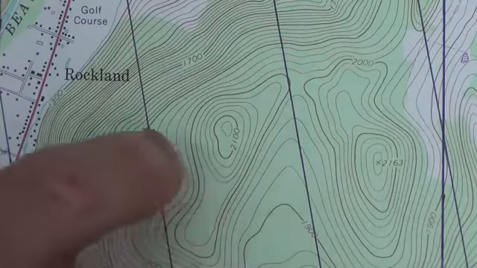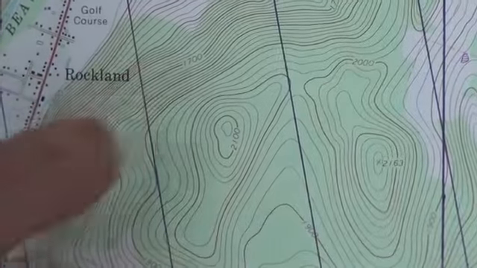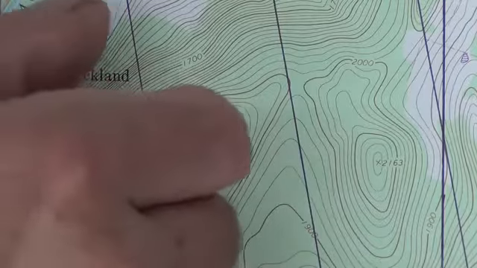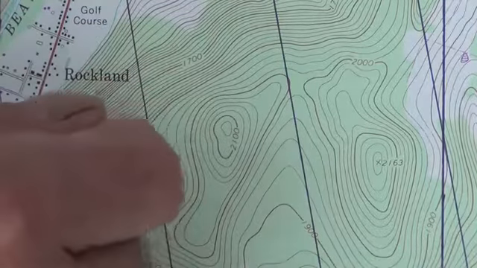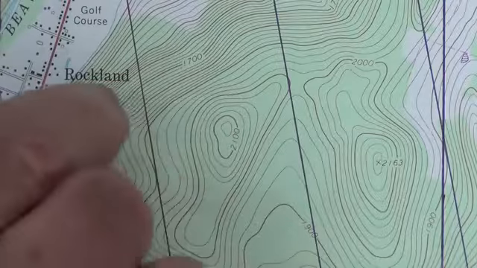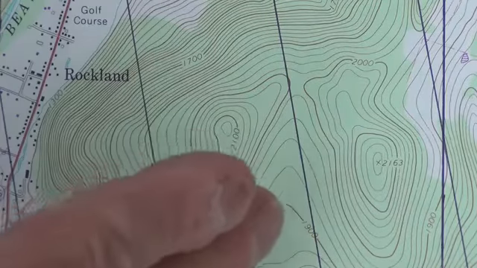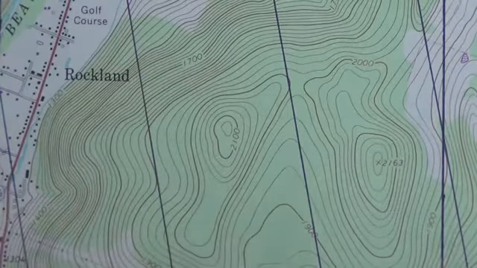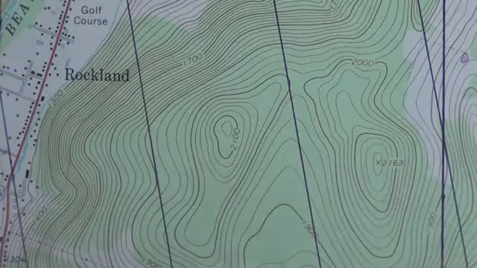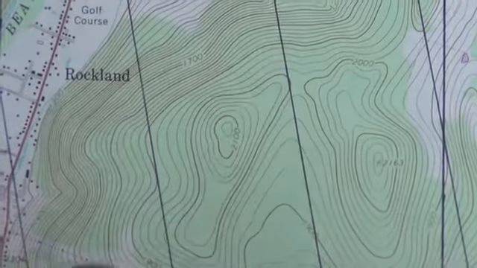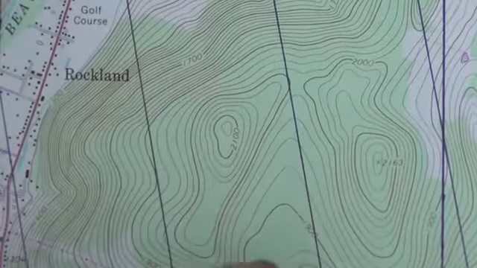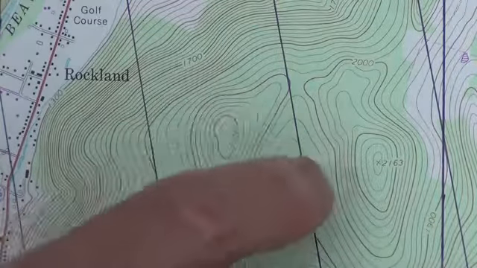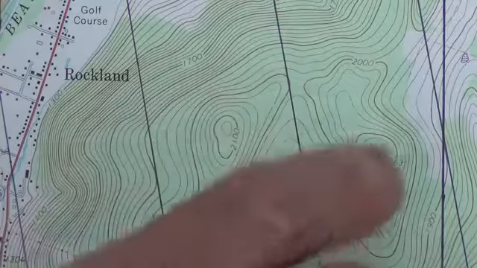You also note that the closer these lines get together, particularly over here, the steeper the topography. If these lines were real close together, almost right on top of each other, you would actually be on a cliff. That would show that it would be straight up and down. Now when lines are further apart, like here, this is less of a steep grade. It would be much easier to walk up here than it would be to walk up here, because this is less steep.